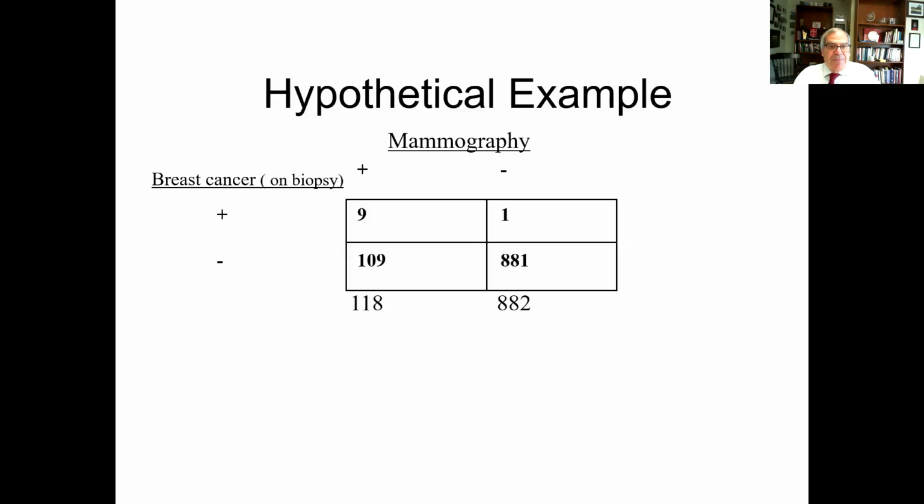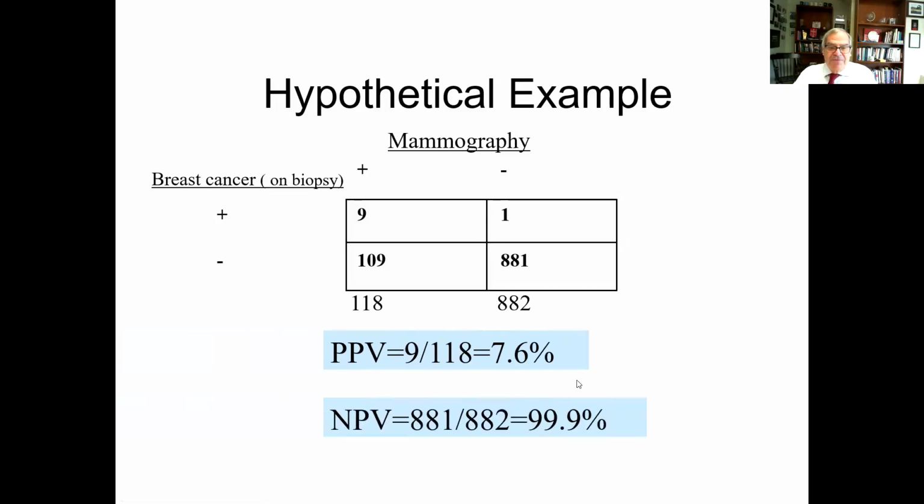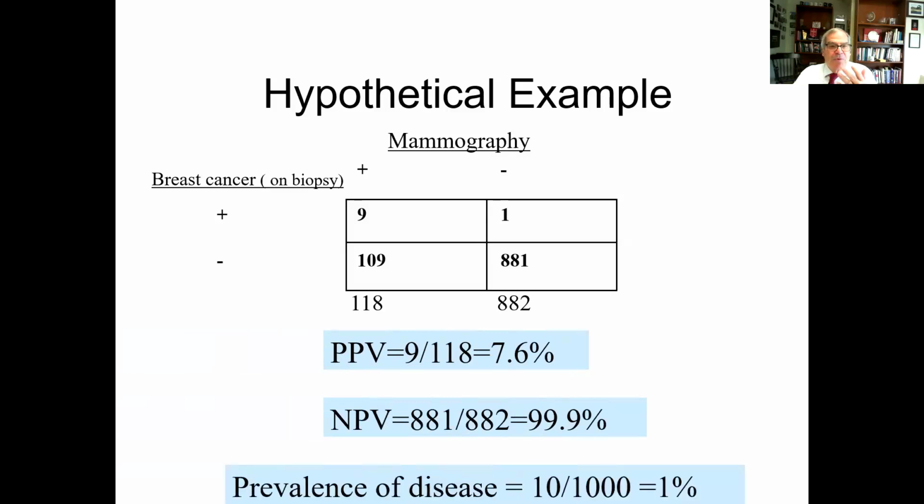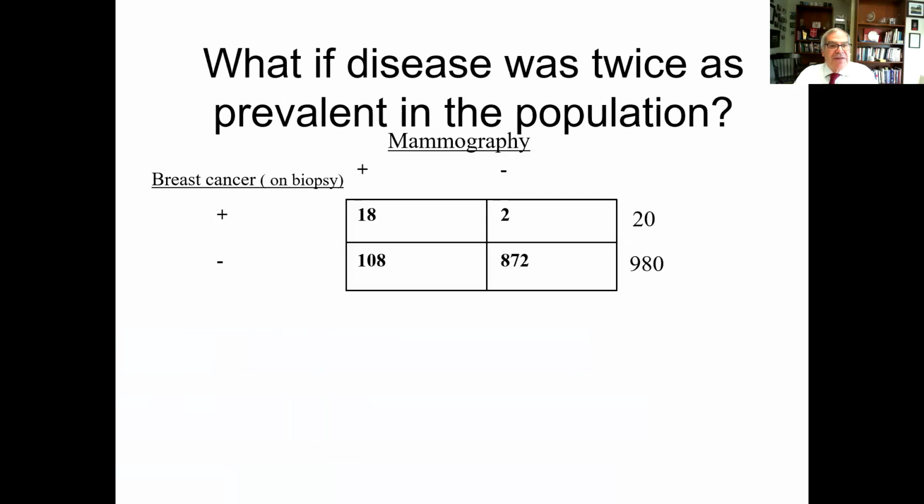If we look at this example here, again, this is the one that we just looked at for the 60-year-old woman. The positive predictive value would be 7.6%. And the negative predictive value would be 99.9%, as we've considered. And the prevalence of the disease at this point is 1%. But now let's look and see where we are, and we're thinking about our false positives and our false negatives. What now if the disease was twice as prevalent in the particular condition? Or in this case, breast cancer in this particular condition.